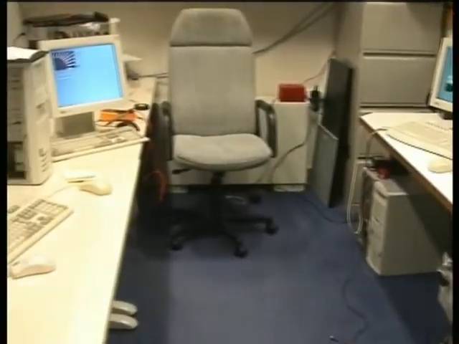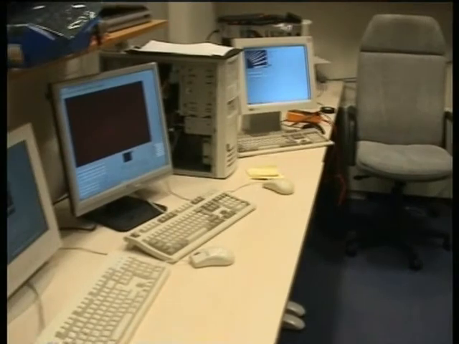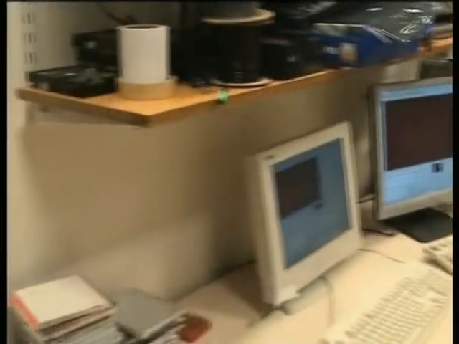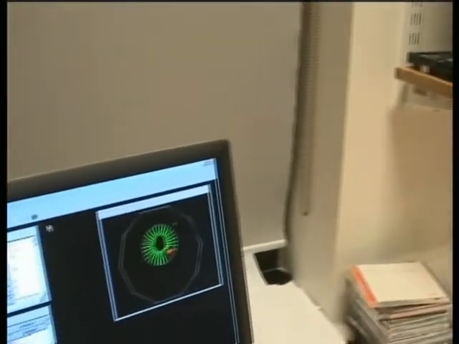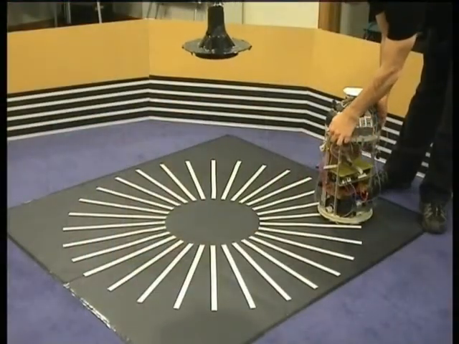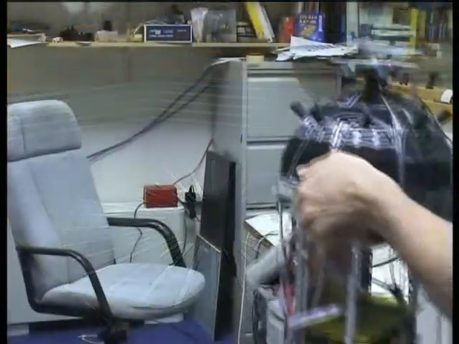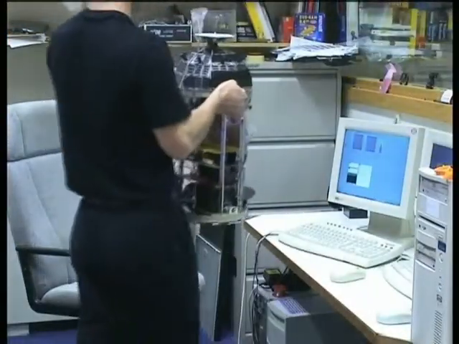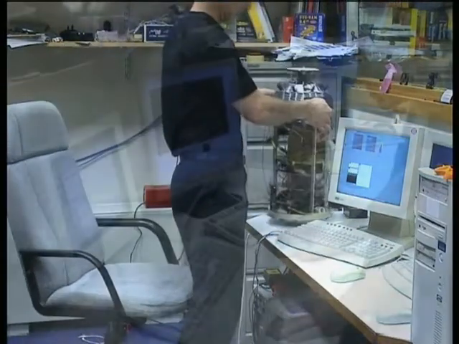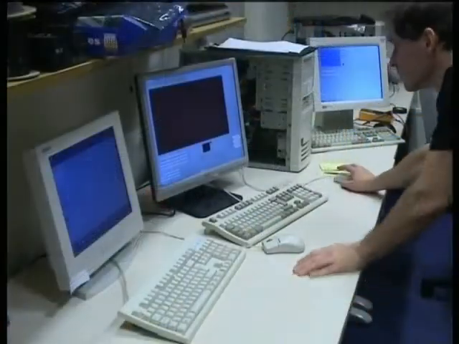Here we see the 6 PCs comprising the cognitive architecture and the tracking system. What follows is a brief overview of some of the steps required to prepare the robot for its tasks.